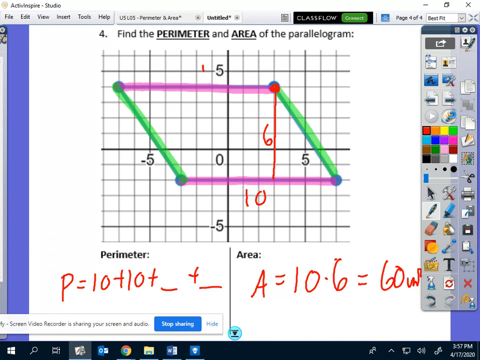The 10 and the 10 come from these guys, but we need to figure out what the neon green ones are. So just a bit more practice for you today on perimeter and area with our different shapes on a coordinate plane. Hopefully that's starting to sink in and make sense.